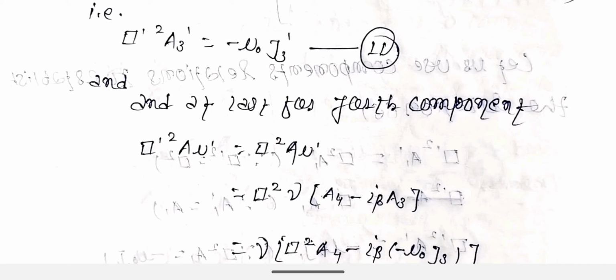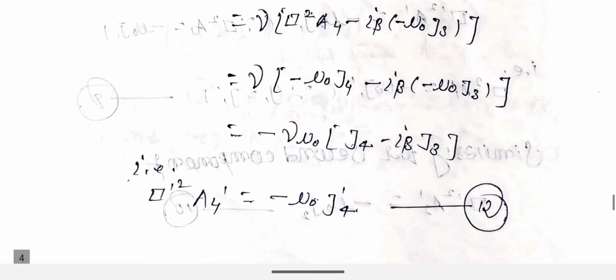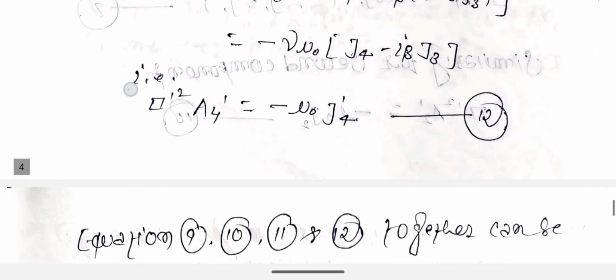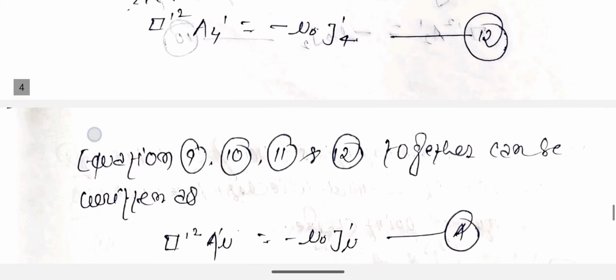And at last, for the fourth component, box dash squared A4 dash is equal to box squared A4 dash, which is equal to box squared gamma A4 minus i beta gamma A3, which is gamma box squared A4 minus i beta gamma box squared A3, which is gamma minus mu naught J4 minus i beta gamma minus mu naught J3, which is equal to minus mu naught gamma J4 minus i beta J3. That is, box dash squared A4 dash is equal to minus mu naught J4 dash. This is equation 12, friends.